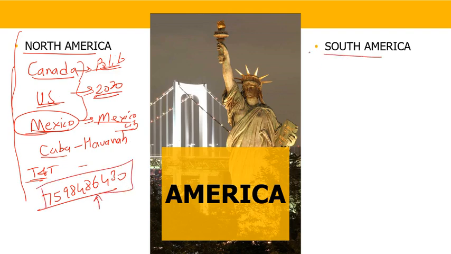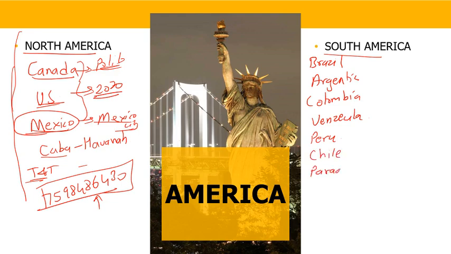Coming to South America, very important. You have countries like Brazil, Argentina, Colombia, Venezuela, Peru, then Chile, Paraguay, and Uruguay. There are a lot of other countries also. You can just go and check. So Brazil's capital is Brasilia, Argentina is Buenos Aires, Colombia is Bogota, Venezuela is Caracas, Peru is Lima, Chile is Santiago.